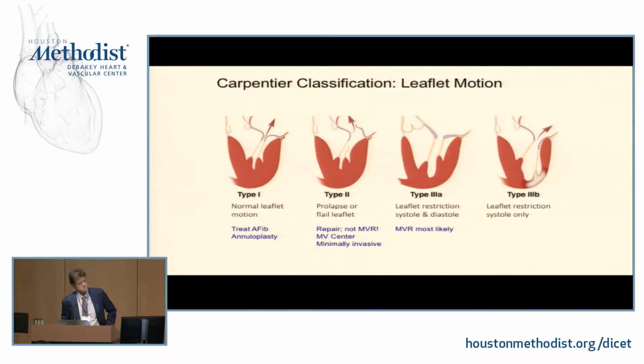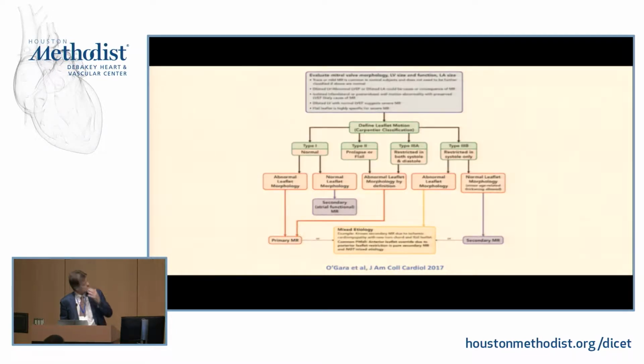Type 3A, there are some people in the world who can repair some of those cases, but generally you're talking about an MVR. And then type 3B, you want to treat that patient with guideline-directed medical therapy, revascularization, and CRT if indicated. Surgery has not been proven. MitraClip has been, just recently. And so the question becomes, what am I going to do with that patient after all the medical therapy? Clip, TMVR, others, we'll get to that in a later talk.